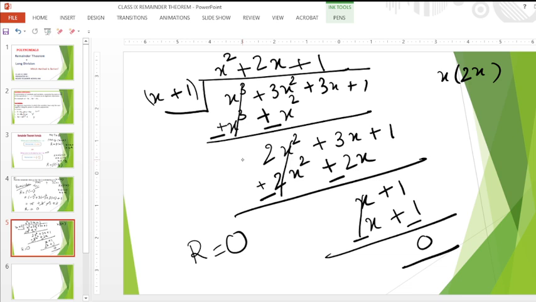So this is our remainder theorem, and from the remainder theorem only the factor theorem has come out. So I will explain to you in the next video what is a factor theorem.